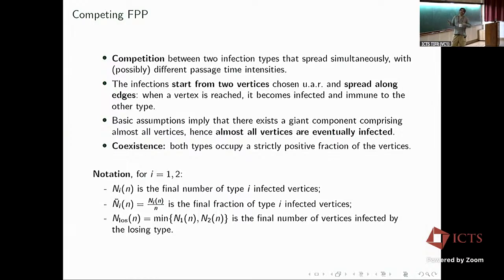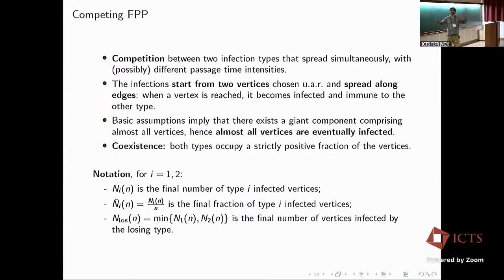So as I said, some basic assumption depending on the regimes ensures that there is a giant component that comprises almost all vertices. So at the end, this model is well defined. You can talk about, okay, how much of the network have you infected? And we are interested in one simple thing: is there coexistence or not? In the sense, is it possible that both types occupy a positive fraction of the vertices at the end? Or is it going to be the case that one takes all the network and the other one takes only o of n nodes?